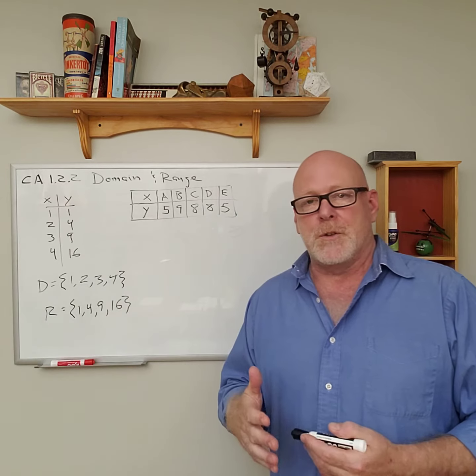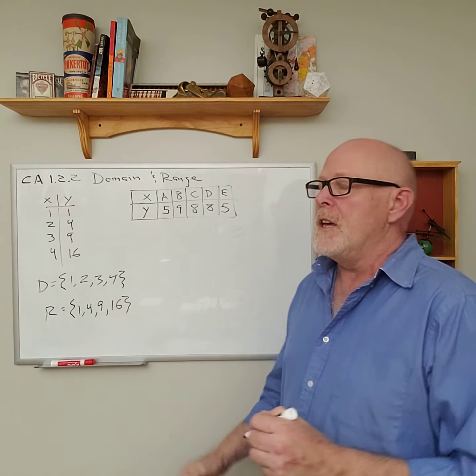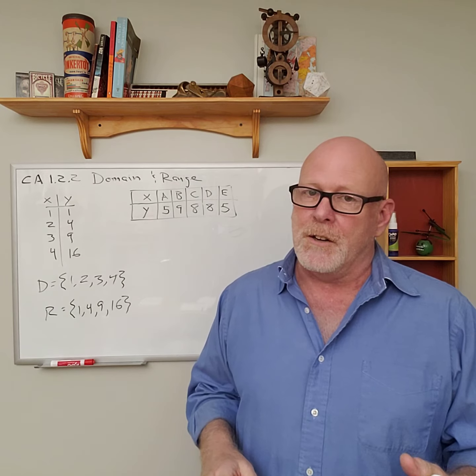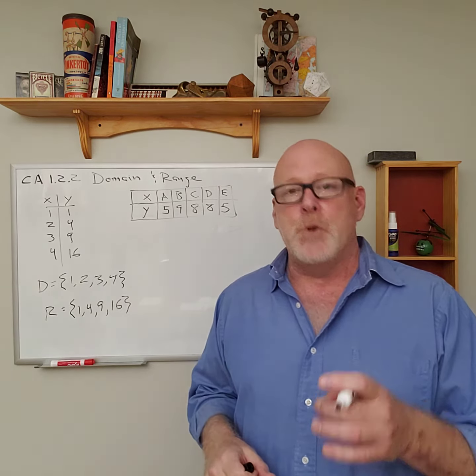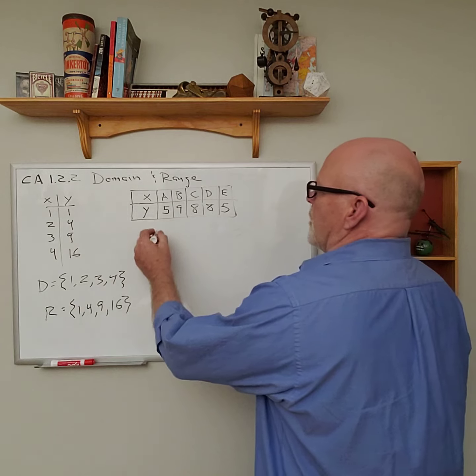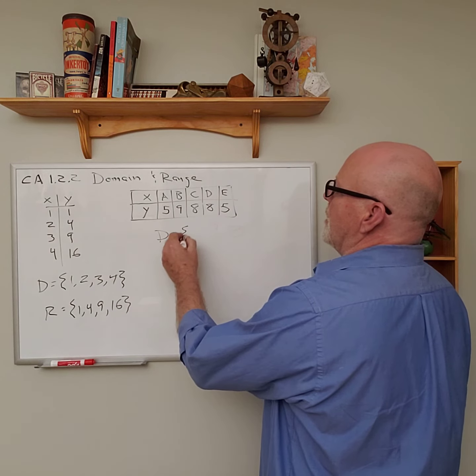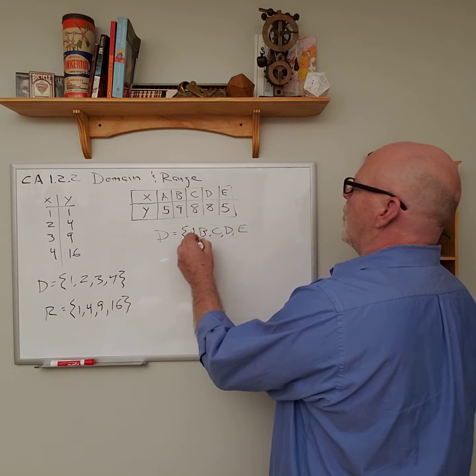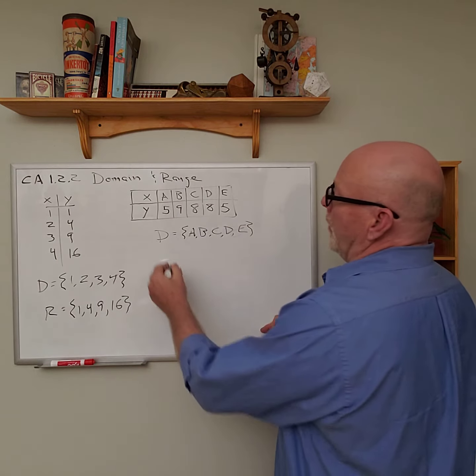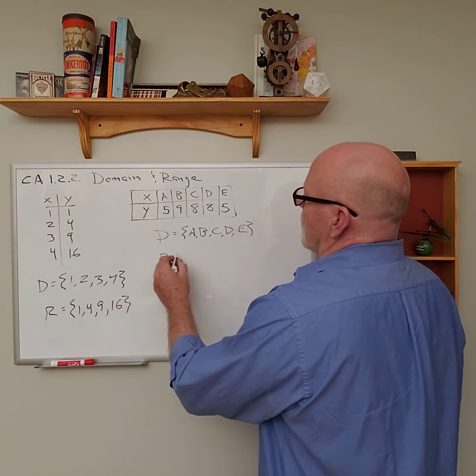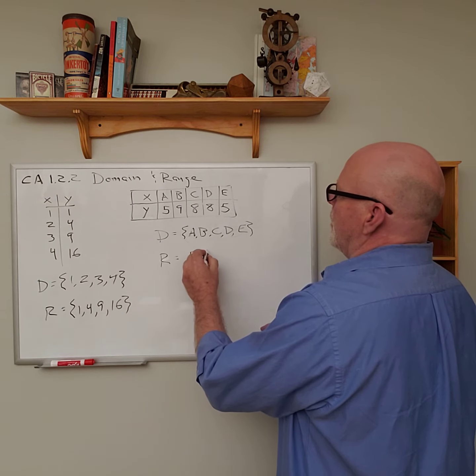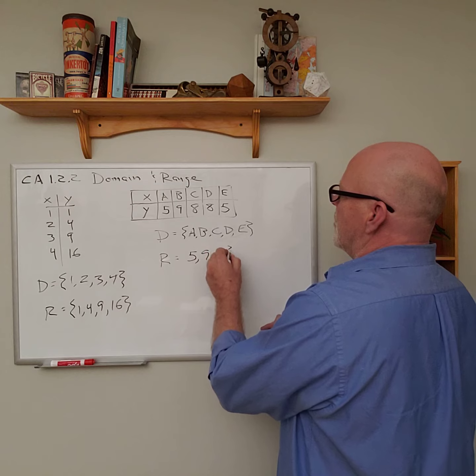One thing I want to mention, or a couple things I want to mention quickly, is that your domain doesn't necessarily, and your range doesn't necessarily, have to be numeric. So for this function here, our domain is A, B, C, D, and E. Got letters there. Our range, though, is numeric here, and it would be 5, 9, and 8.